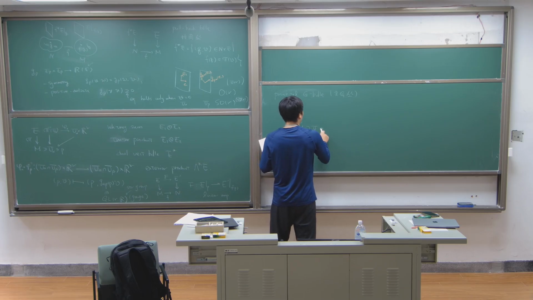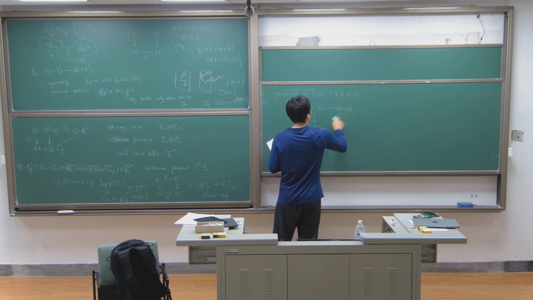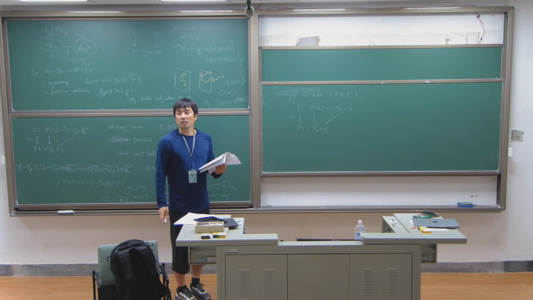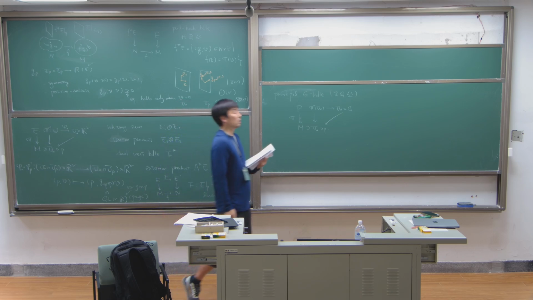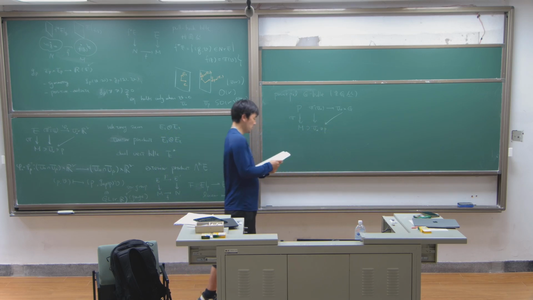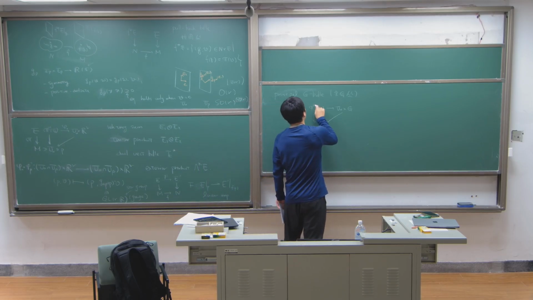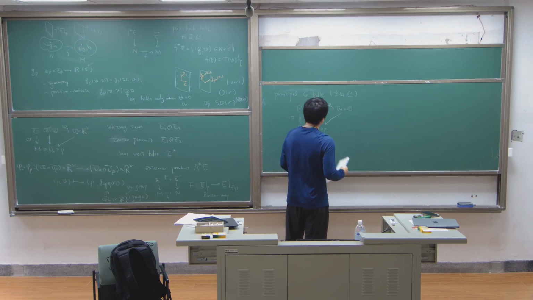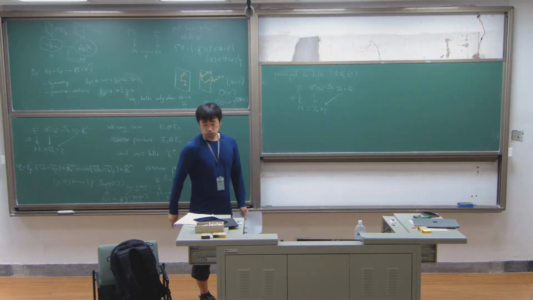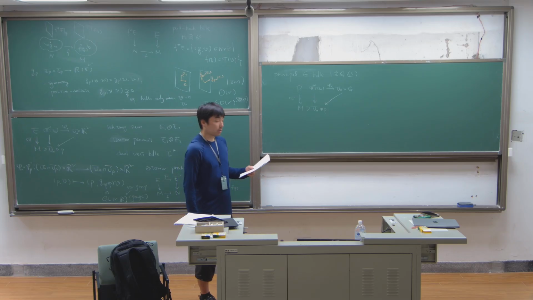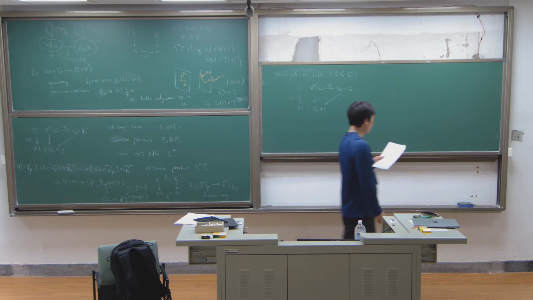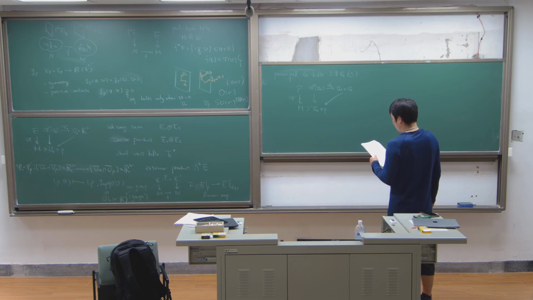You have an open neighborhood U around the point P. You can have the pre-image of U alpha is U alpha cross G. This trivialization is the G. It's a direct product. At each point, you can have this. So like this way, and then again, you need to do the following.